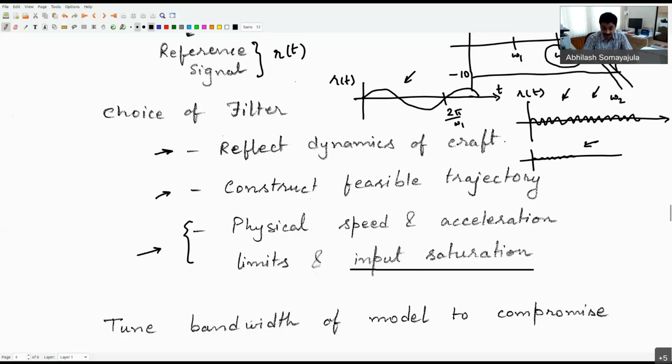Now, how do I do all of those things? Good question. It's not such an easy task. There is a lot of tuning which has to be done, and you have to verify that the trajectories which you're getting from such low pass filters are actually feasible for your craft. But we will look at some design methodologies as we go along.